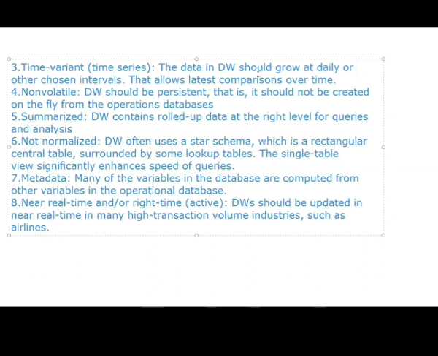The seventh characteristic is metadata. Many variables in the database are computed from other variables in the operational databases. Then real time or right time or active data. A data warehouse should be updated in almost real time, that is frequently, as required in high transaction volume industries like airlines, etc.